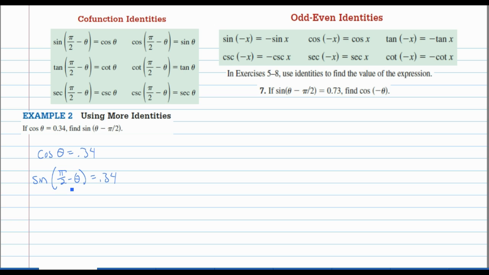Unfortunately, our original problem is asking for theta minus pi over 2. We have pi over 2 minus theta. So I've got to first arrange the inside of my sine function to look the same as what my ultimate goal is. So I'm going to take the sine of, and I'm going to factor out a negative. So now I have a positive theta and now minus pi over 2.